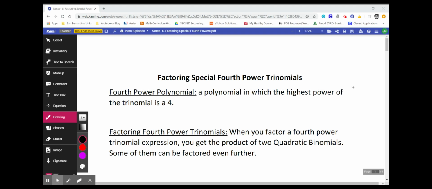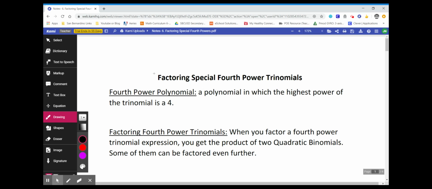Hey everybody, in this lesson, we're going to be talking about factoring special fourth power trinomials. So you're not really going to learn anything new, but it is going to be like the last lesson, where you're going to be able to factor something that you wouldn't have been able to factor before just by applying a couple of simple steps.